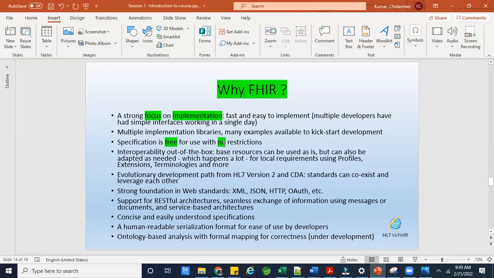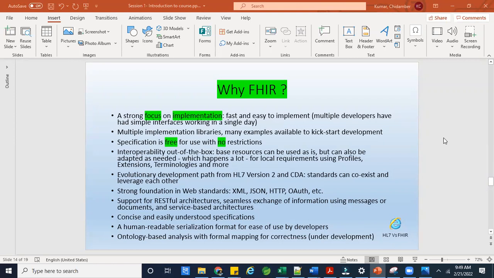It is free and has no restrictions. So HL7 V2, the previous versions were paid standards. I'm not sure if it is still paid or free. I think it is free. Gautam, I guess you might know whether HL7 V2 is free or paid as of now. I think it's free. Anybody can use it.